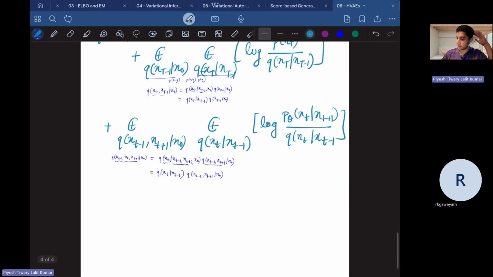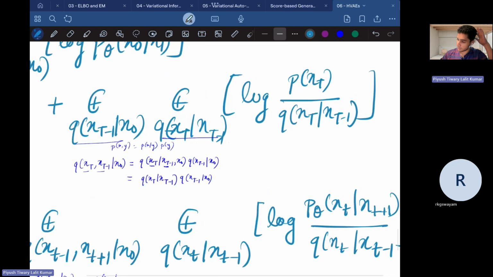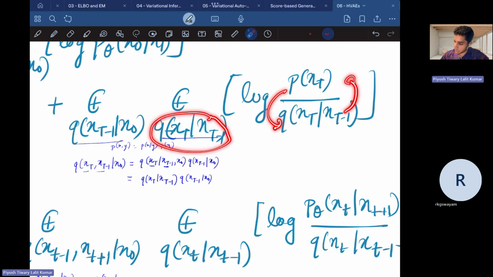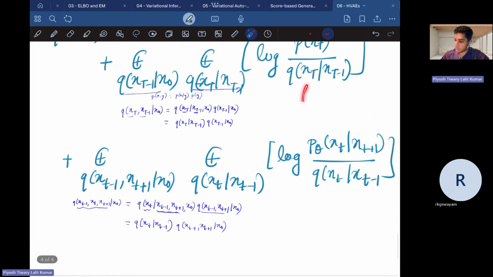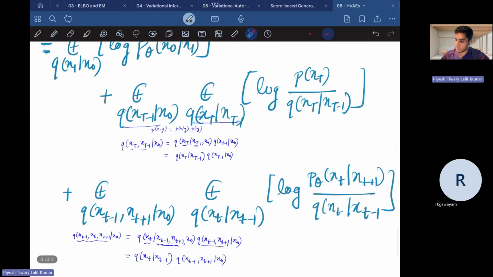Now, having obtained these terms, something should click. Whenever you have expectation and log together, you should always think about the KL divergence. If I take a negative sign outside, this goes up, this comes down, and you will have expectation under q of x_t given x_{t-1} of log of q of x_t given x_{t-1} divided by p of x_t. That is nothing but the KL divergence between q of x_t given x_{t-1} and p of x_t, right?